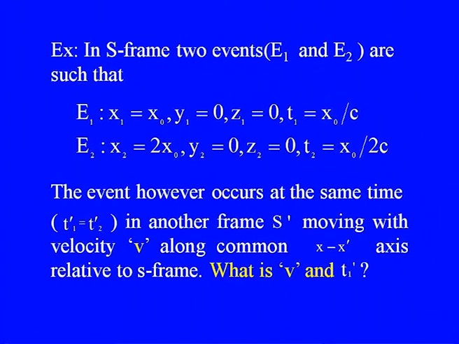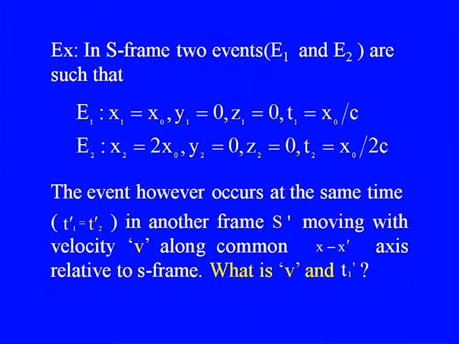Let's take two events here, e1 and e2, in the S frame, and we give the position coordinates of these events in the S frame, and also write down the times. Here, let's say e1 is happening at position x1 equal to x0, and then y and z are 0. And e2 is happening at a position 2x0, and the time t1 is x0 by c, c being the speed of light, and t2 is x0 by 2c. See that in the S frame, these events are not simultaneous. They are happening at different times.